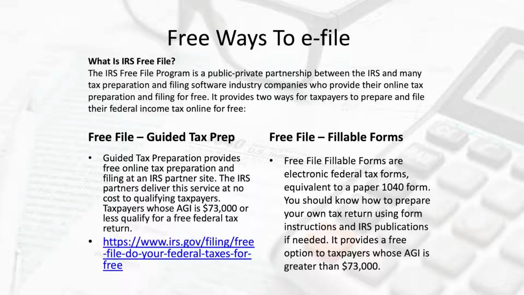And then we have the second way, Free File fillable forms. These forms are electronic federal tax forms. They're equivalent to the paper 1040 forms. But just be aware that you should know how to prepare your own tax return if needed. It also provides a free option to taxpayers whose adjusted gross income is greater than $73,000.